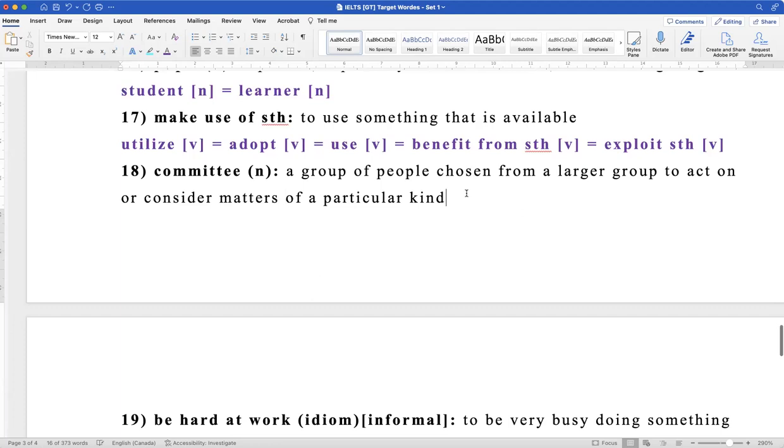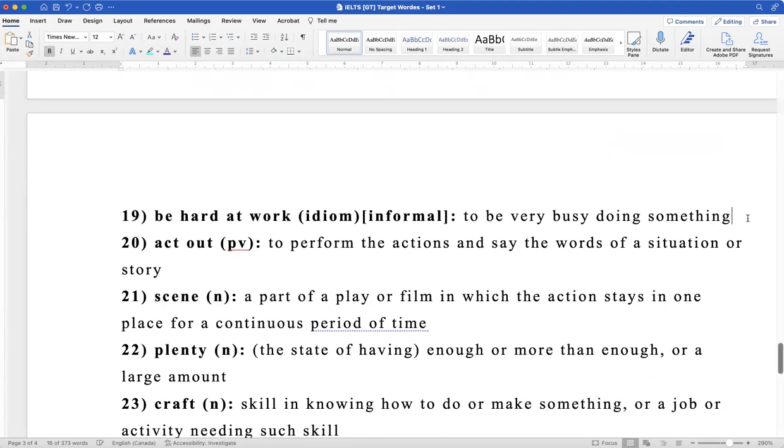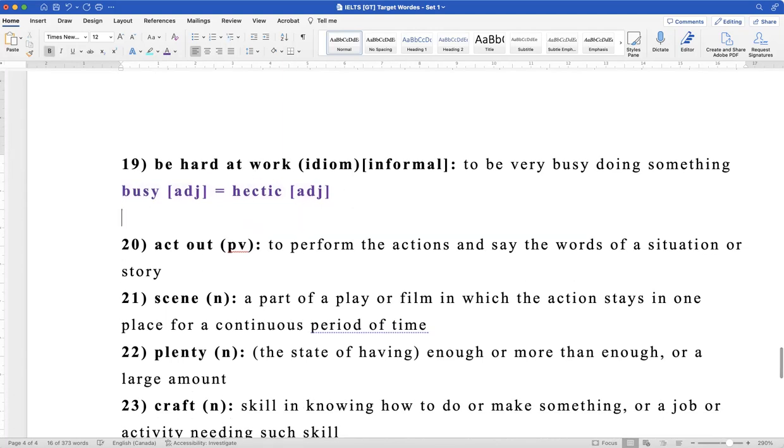Committee. Committee is like a group, or we say board, like a board or group. Yeah, committee. Be hard at work simply means be busy. Busy. Or hectic. These can be some synonymous words for be hard at work.